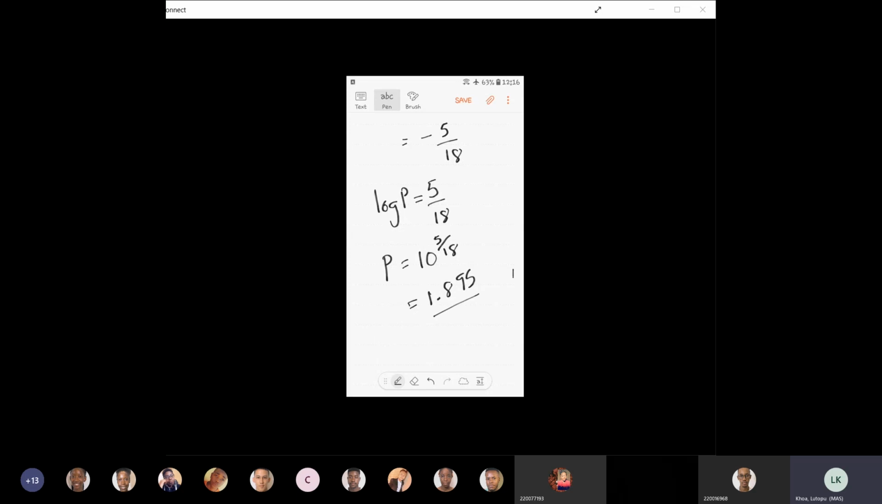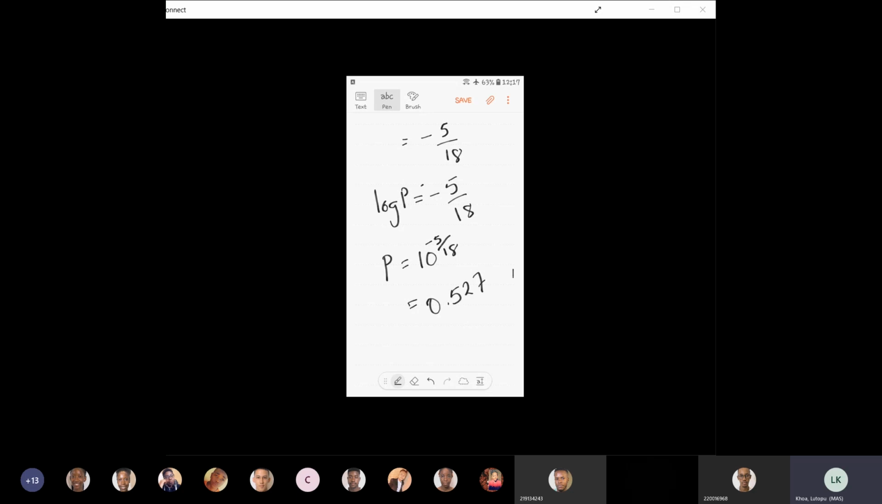Are there any questions before I move on? Yes, please ask. Isn't your question supposed to be negative 5 over 18? Negative, negative, thank you. So this should be 0.527, so this should be negative. Let me write it nicely. Negative 5 over 18. Yes, you're right.